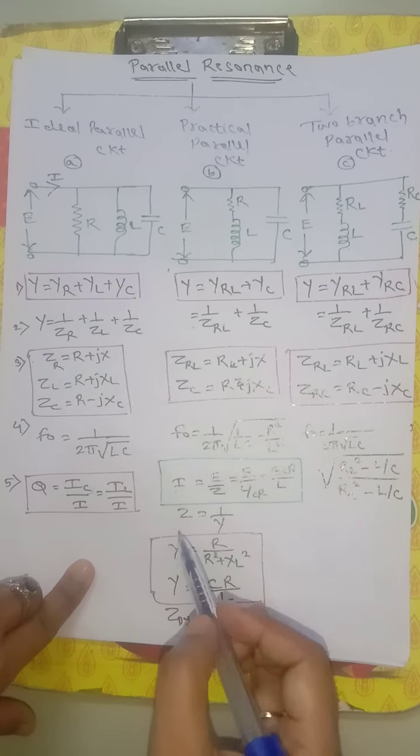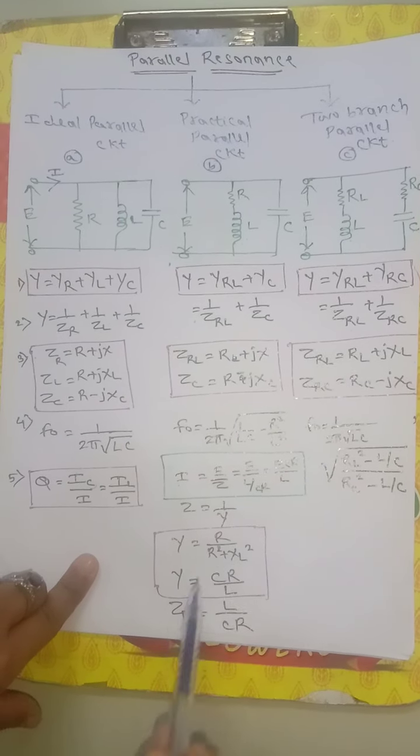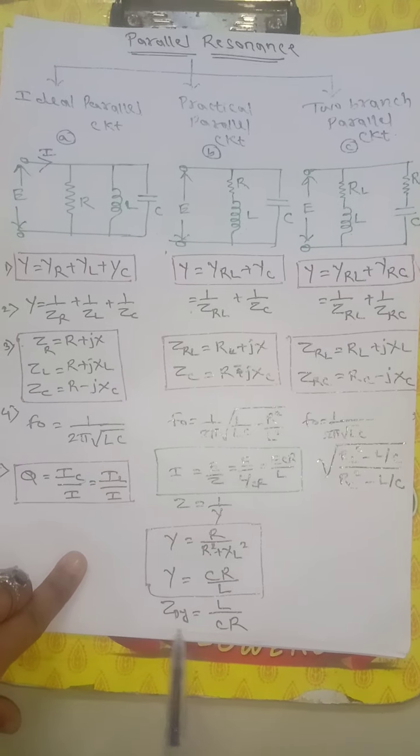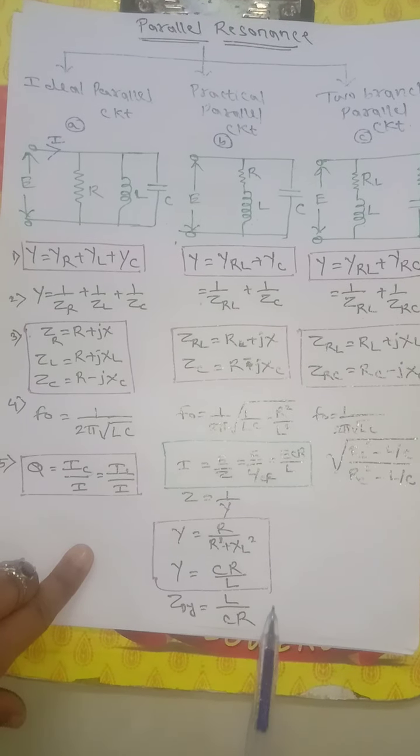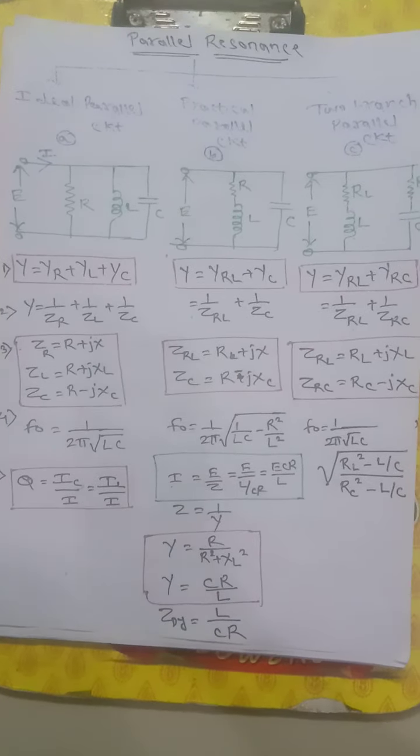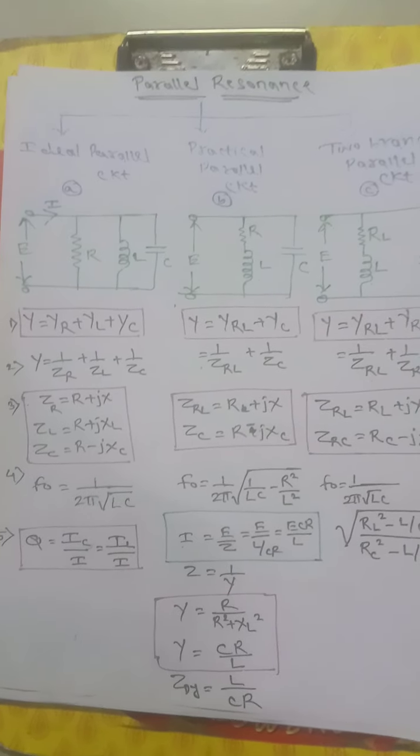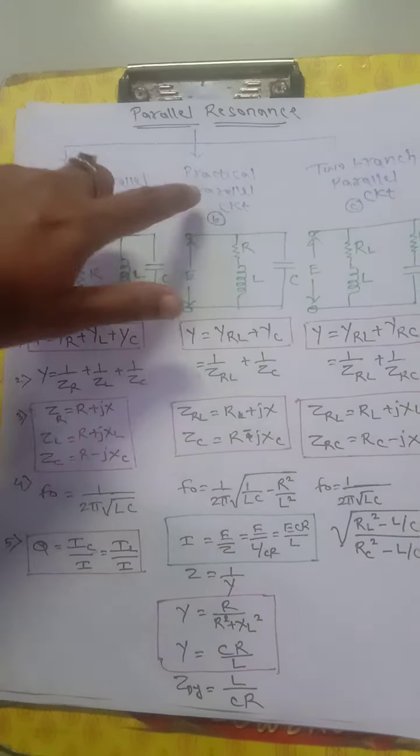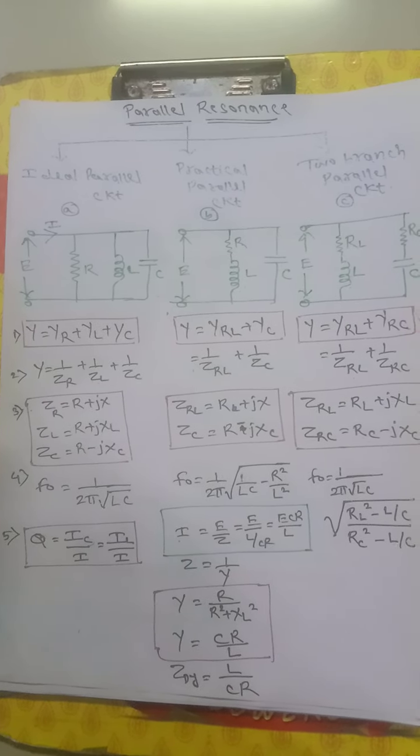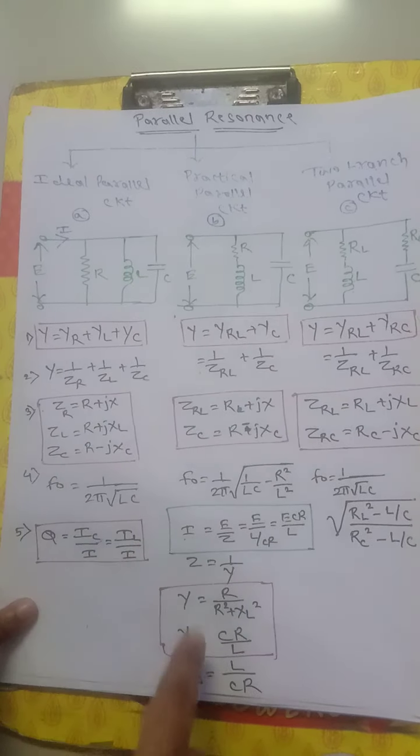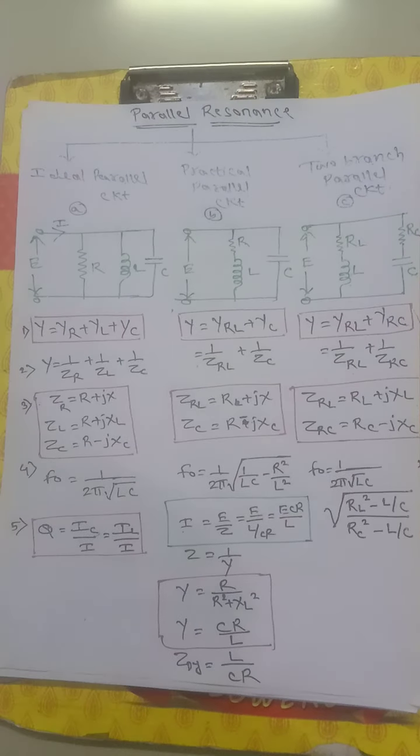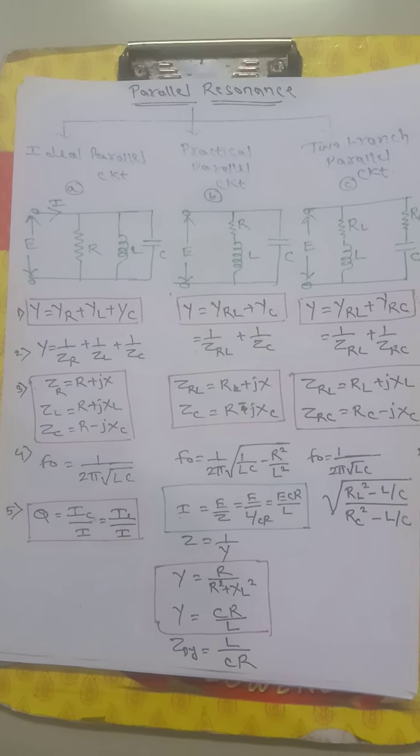We know very well the basic formula: Z is equal to 1 by Y, or Y is equal to 1 by Z. Likewise you can calculate the admittance, and finally the dynamic impedance can be calculated as Z dynamic equal to L by CR. So in this way we have calculated various parameters by observing how the passive components are connected, and accordingly for the ideal, the practical and the two branch cases we can calculate the admittance, the impedance, the resonance frequency, the quality factor, the current, the voltage drop across each one, and even the dynamic impedance. So this was the theoretical part of parallel resonance.